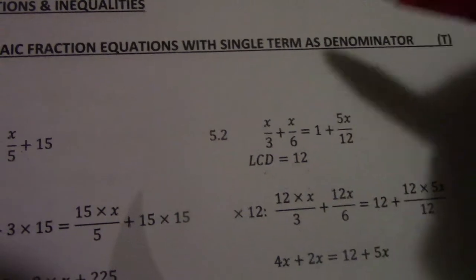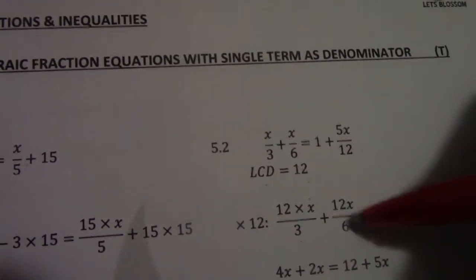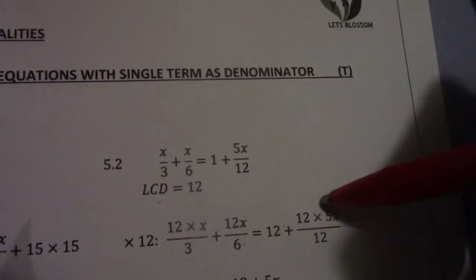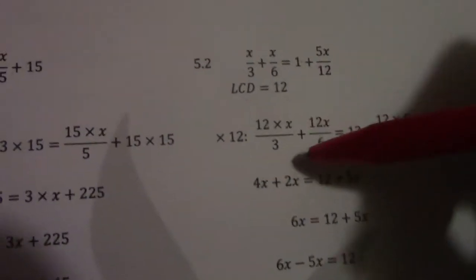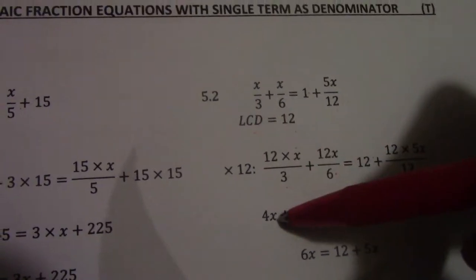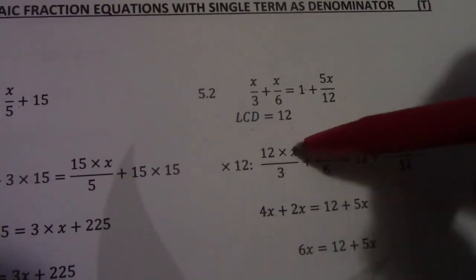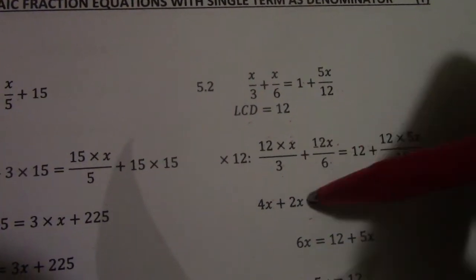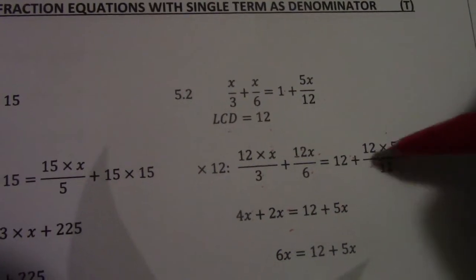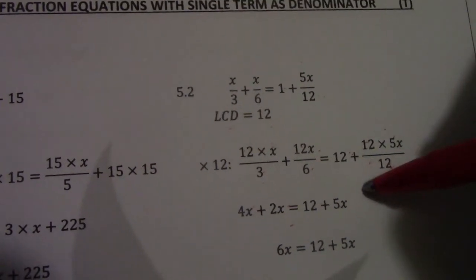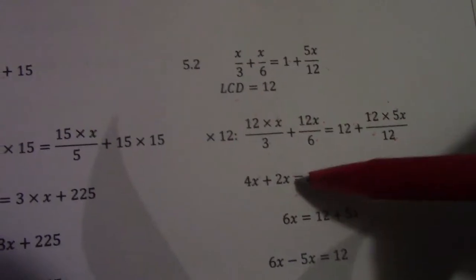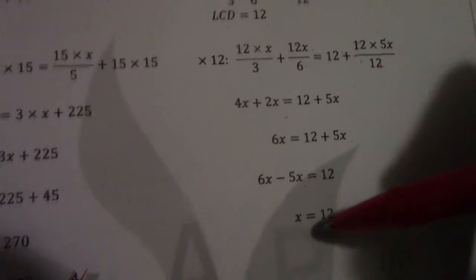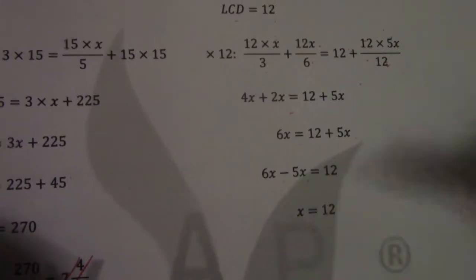12 times x divided by 3 plus 12 times x divided by 6 equals 1 times 12, which is 12, plus 12 times 5x over 12. So there 3 goes in 12 4 times, so that gives me 4 times x, becomes 4x. 6 goes in 12 2 times. That becomes 2x. The 12 and 12 cancel, leaving 5x. So take all my x's, that's 6x, bring 5x across, 6x minus 5x is x, so x equals 12.